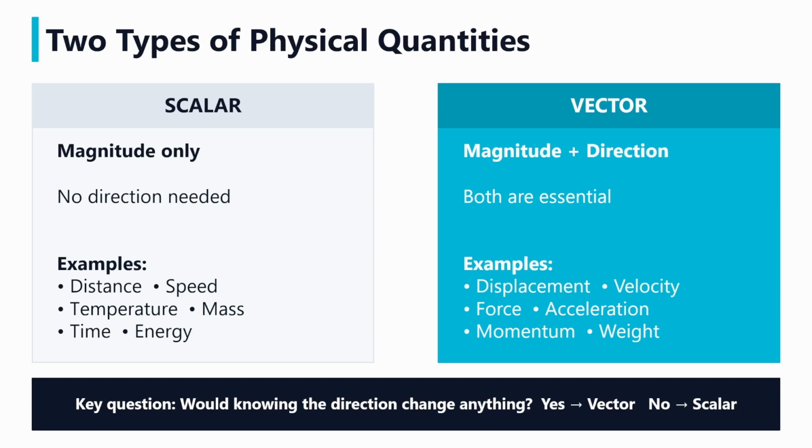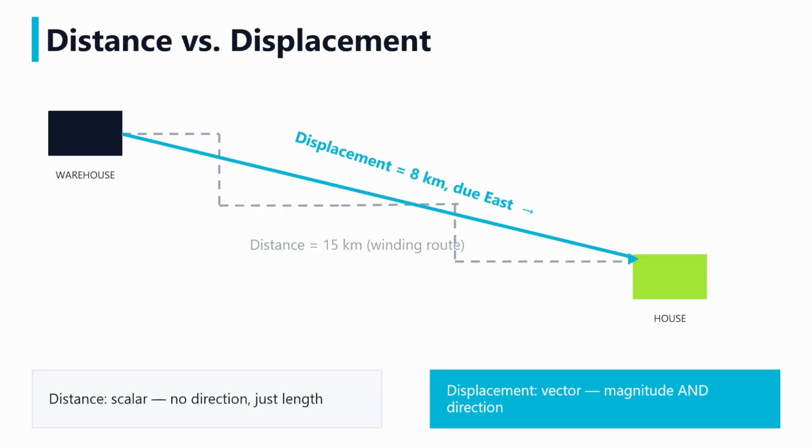Let's go back to Priya and see this in action. Priya doesn't drive in a straight line. She takes winding roads through the city. By the time she parks outside the customer's house, her odometer has ticked up 15 kilometers. That's the total length of the path she traveled. That quantity is called distance, and it's a scalar. It doesn't matter which direction she drove at any point. The odometer just keeps adding 15 kilometers, and that's it.